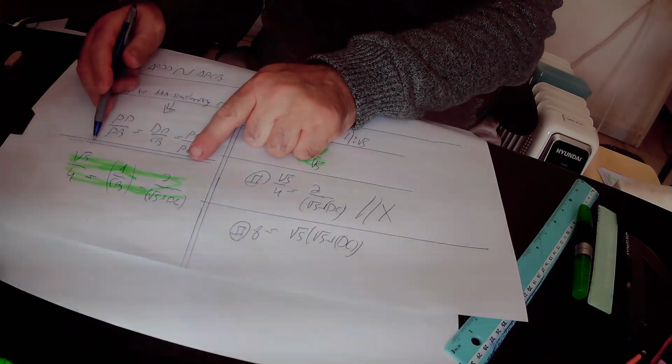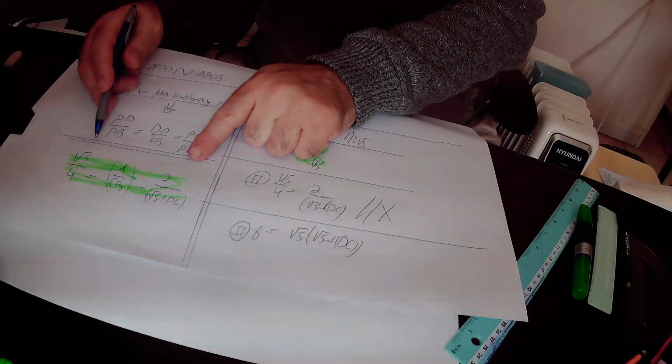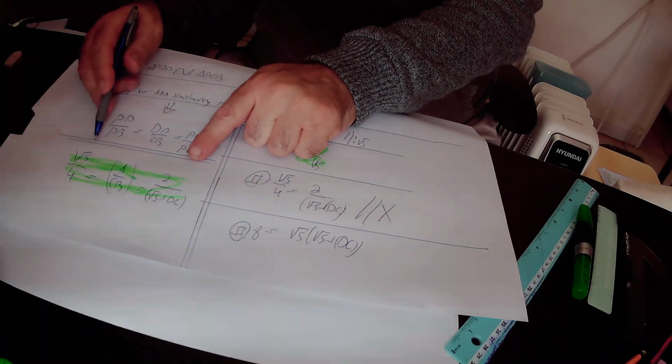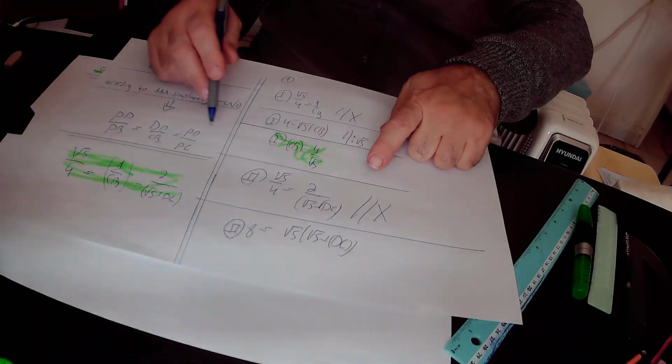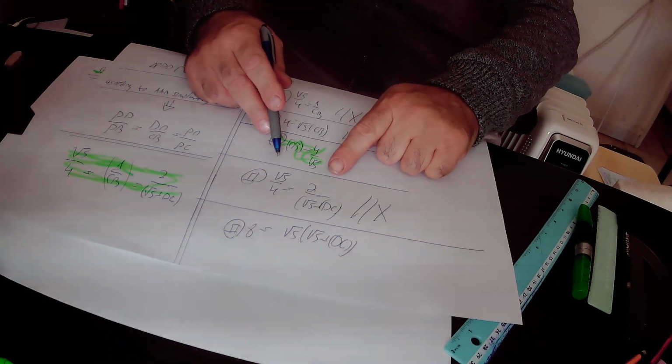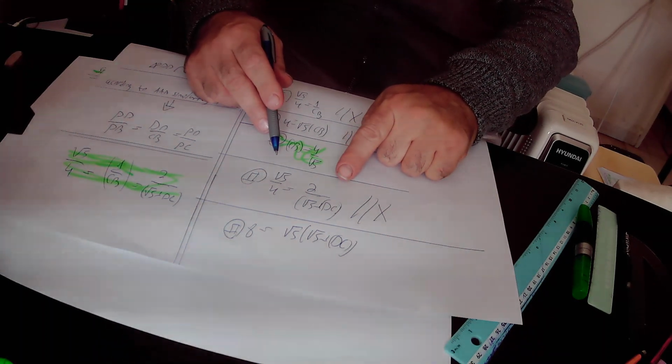Those two sides of the equation are equal to each other, therefore we can make equation 2 from those two sides. So according to equation 2, the square root of 5 over 4 equals 2 over the square root of 5 plus DC.